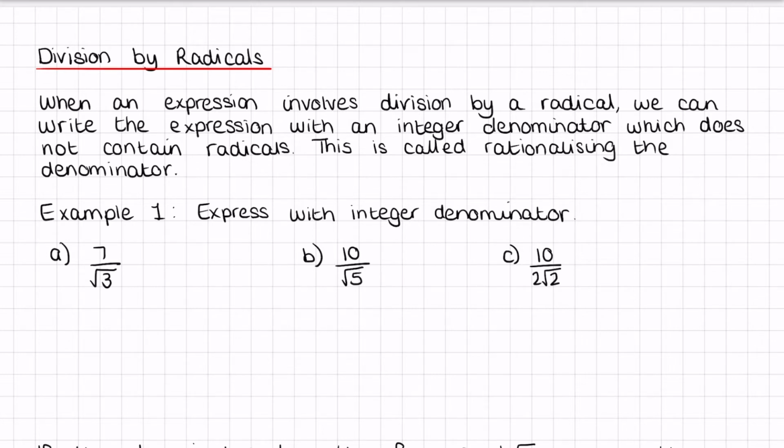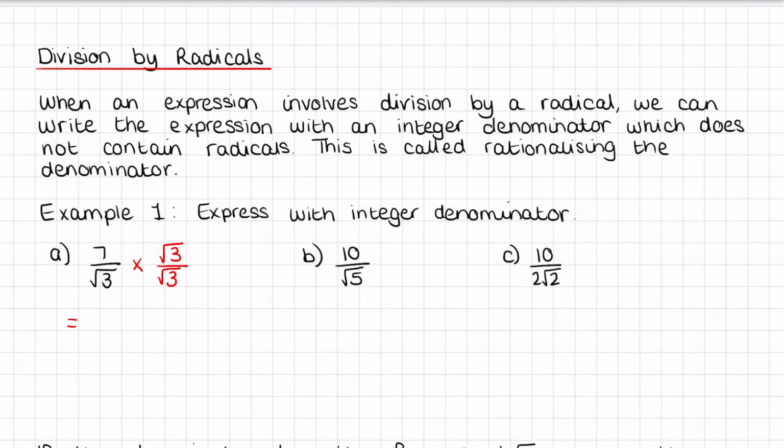So this first example, just some nice simple ones, and then we're going to go into some more that are a little bit tricky. 7 over root 3. So to get rid of the root 3 on the denominator, what we're going to do is we're going to multiply this fraction by 1, but I'm going to express the 1 as root 3 on root 3. Once again, I'm just multiplying it by 1, so I'm not changing it, but it means we're going to be able to rationalise our denominator.